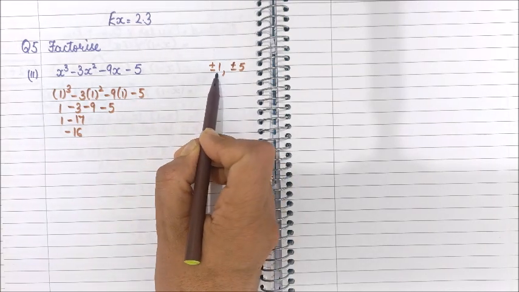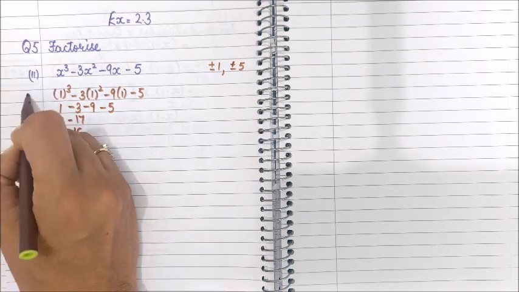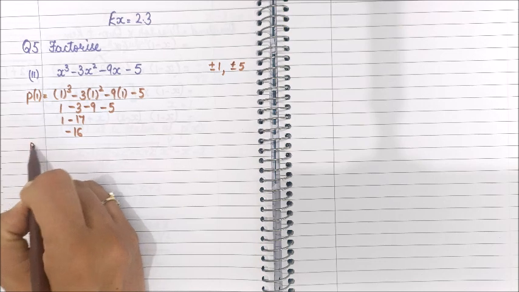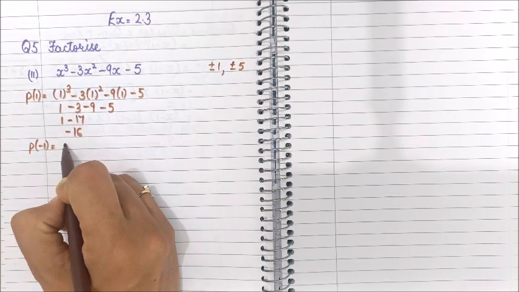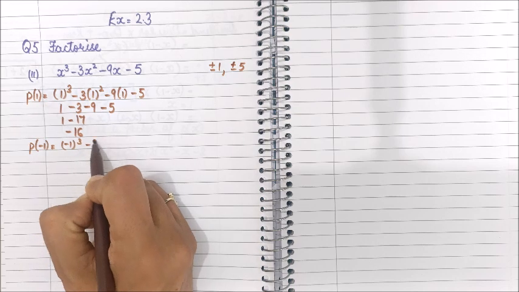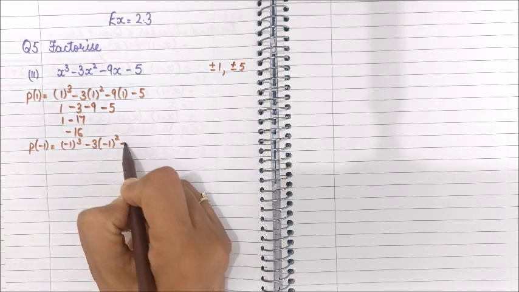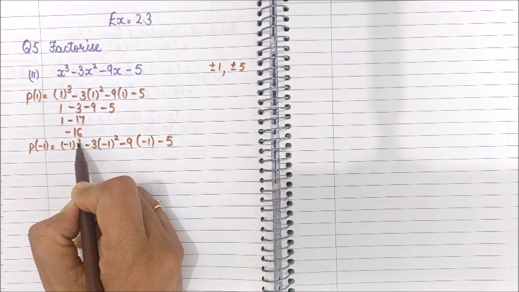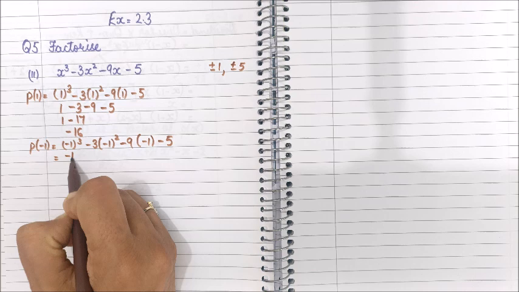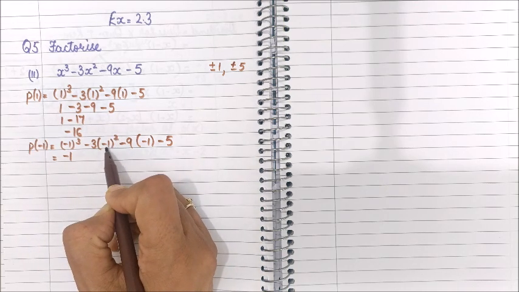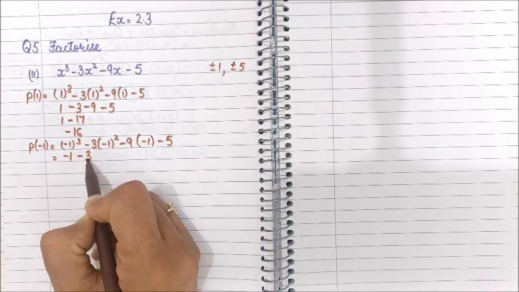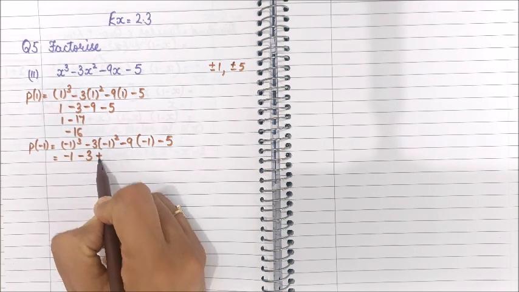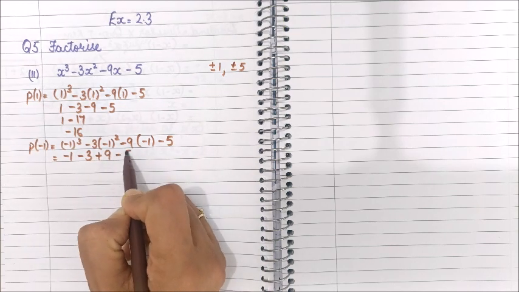So let's try by putting the value as minus 1. This was p of 1; now I'm going to do it for p of minus 1. So this will be minus 1 cube minus 3 times minus 1 square minus 9 times minus 1 minus 5. As this is an odd power, it gives the negative of 1, and this is an even power, so it makes it positive. So minus 3 into 1 will be minus 3. Minus 9 into minus 1: minus minus is plus, 9 into 1 is 9, so this is plus 9, and this will be minus 5.